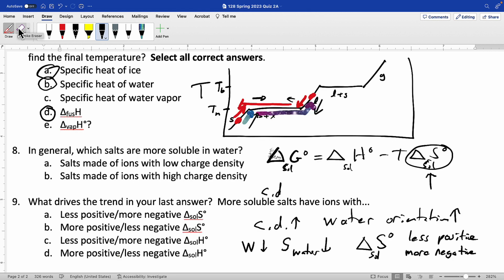So if higher charge density is going to make the entropy change less favorable, we want to have the entropy change become more favorable, so that would be low charge density. So if we have a salt made up of ions with low charge density, in general, that's going to make the entropy change more favorable. It's going to have a more positive, less negative delta S of solution. So that would lead to greater solubility of salt.